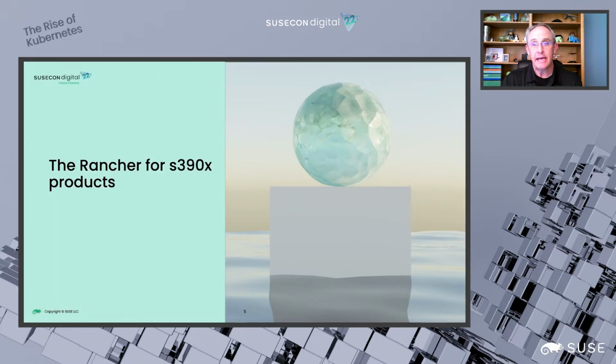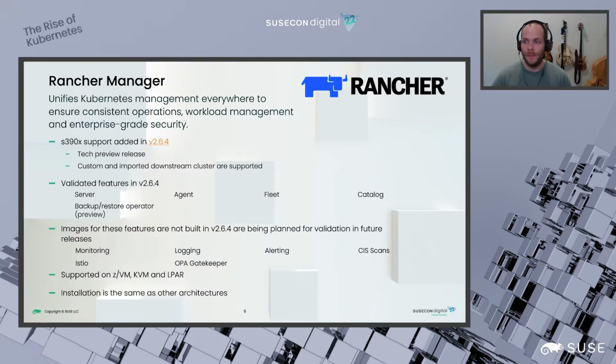So I'd like to hand off to Andrew so he can present the Rancher products that will run on the S390X architecture. Andrew? Yeah, thank you. Let's go to the first one. The first component that we ported over was Rancher Manager, which most people will probably call Rancher outside of the company. This is the Kubernetes management, the multi-cluster management of all of your Kubernetes clusters across your entire infrastructure.